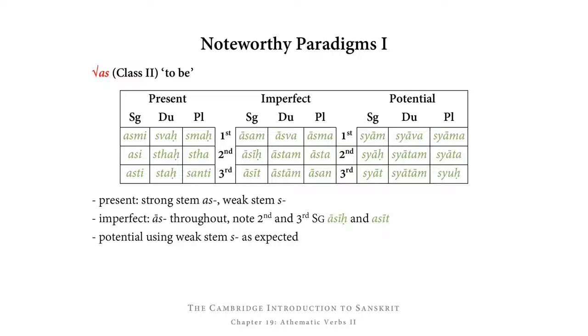Finally, in the potential, we have the weak stem throughout, as expected. However, this regular form makes the potential paradigm rather difficult to recognize, because what we get is siyam, siyach, siyat, siyava, siyatam, siyatam, siyama, siyata, siyuch, where the only element of the stem is just this s. The rest is all ending, and this makes these forms slightly difficult to recognize.